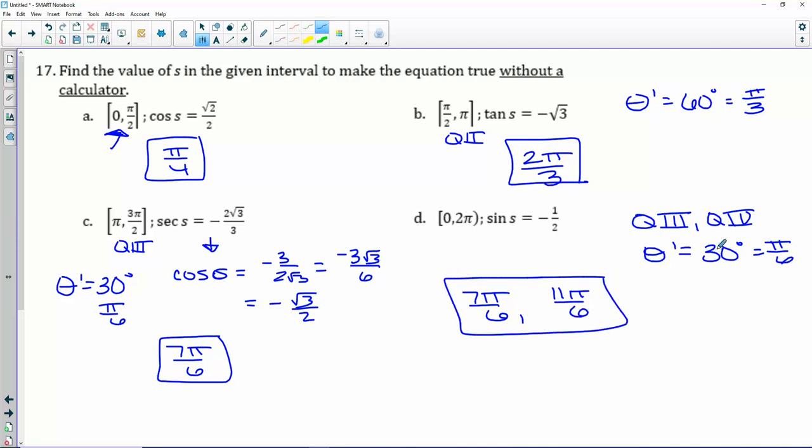So do you guys feel like you can do those without a calculator? Okay. Let's hit problem 13.